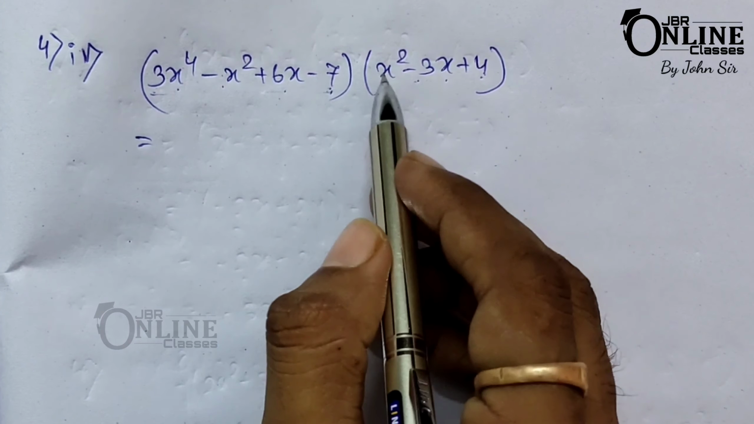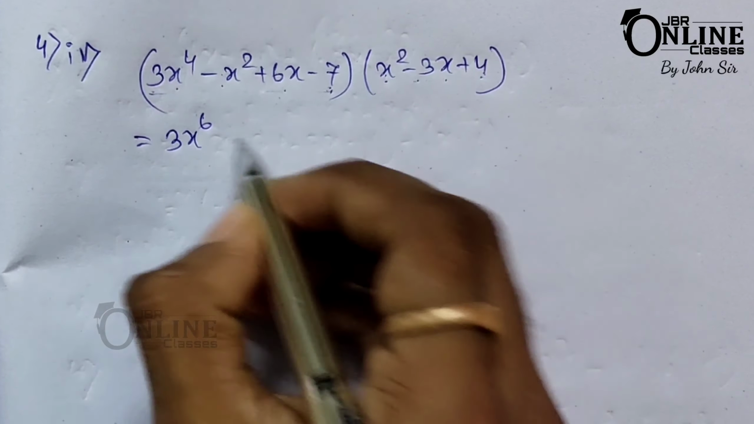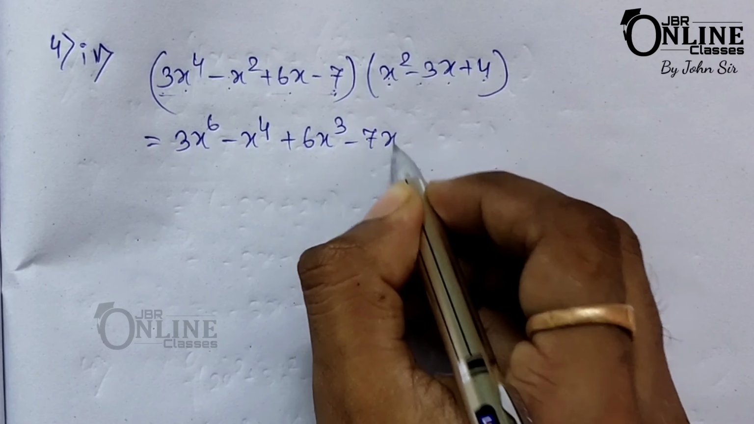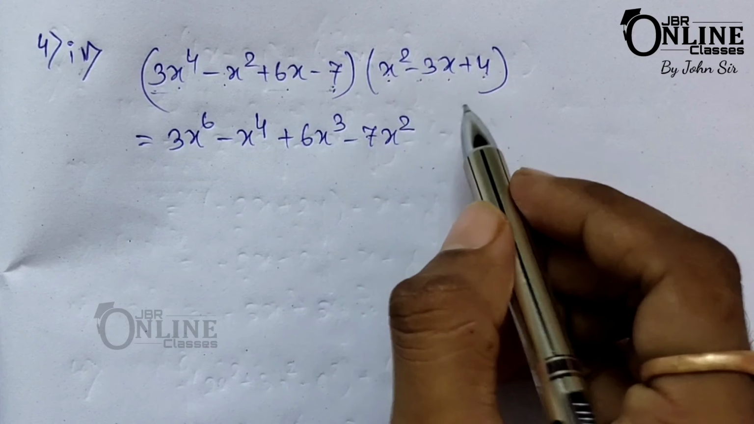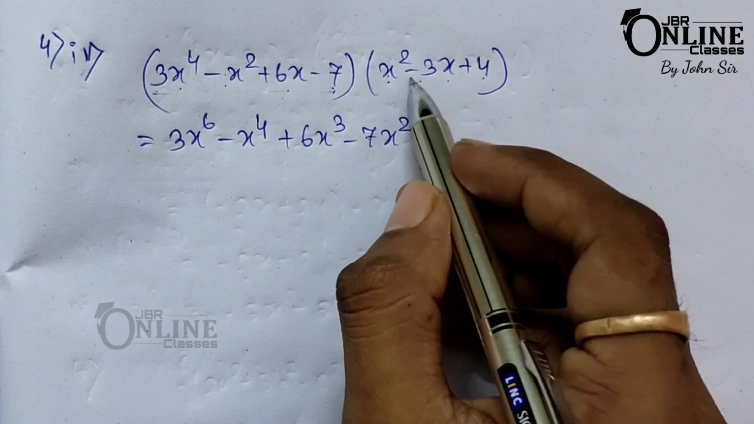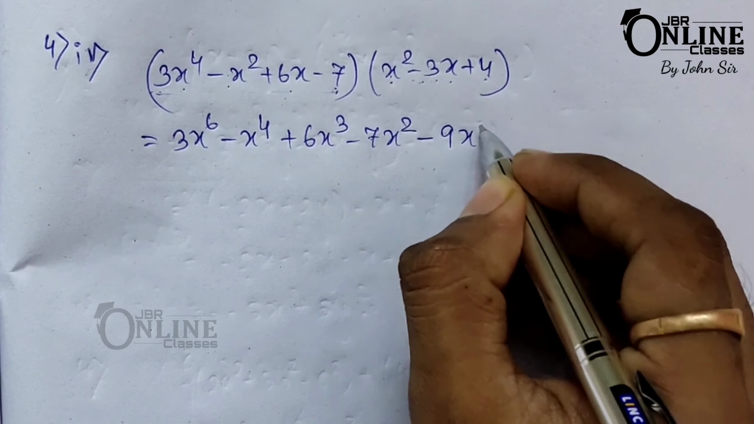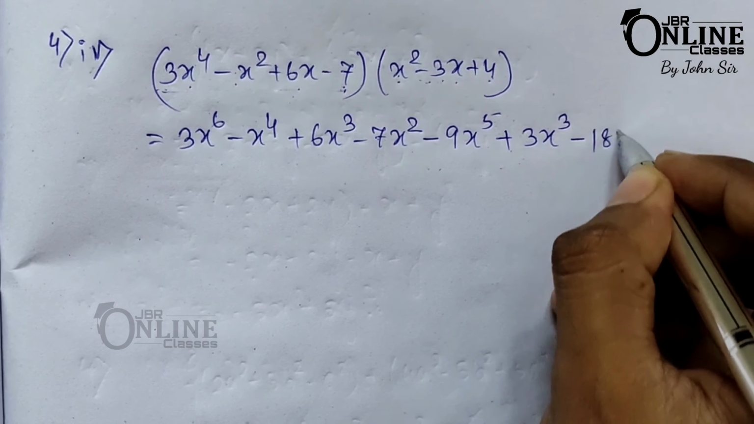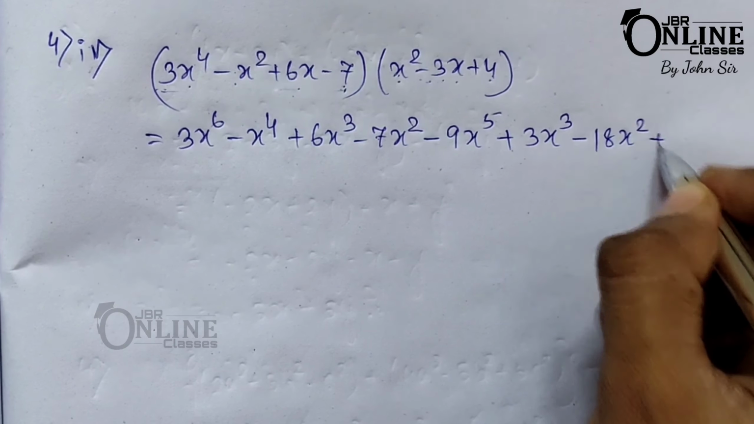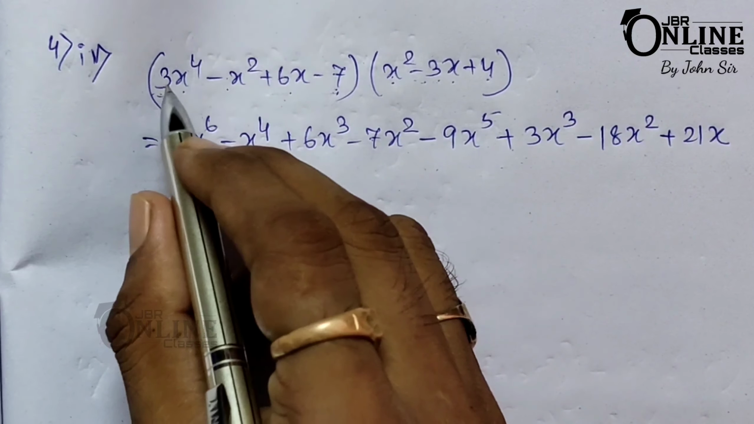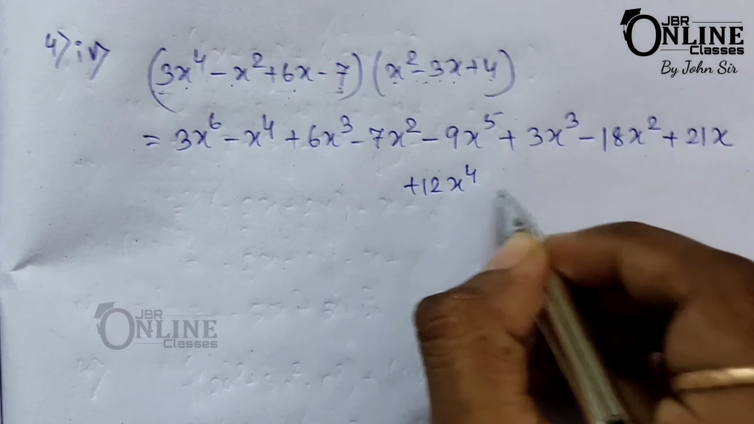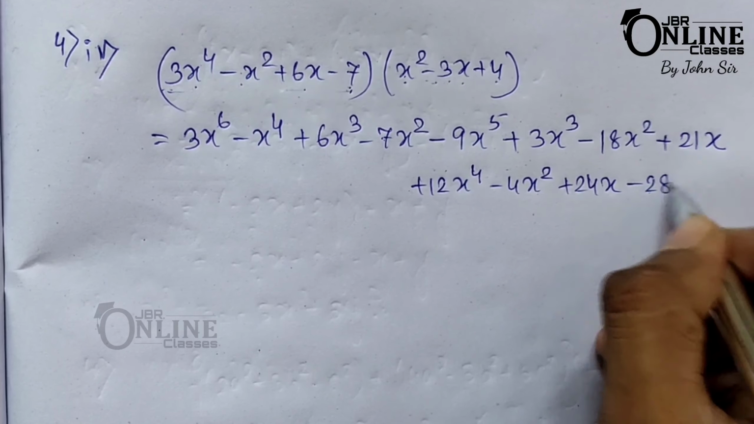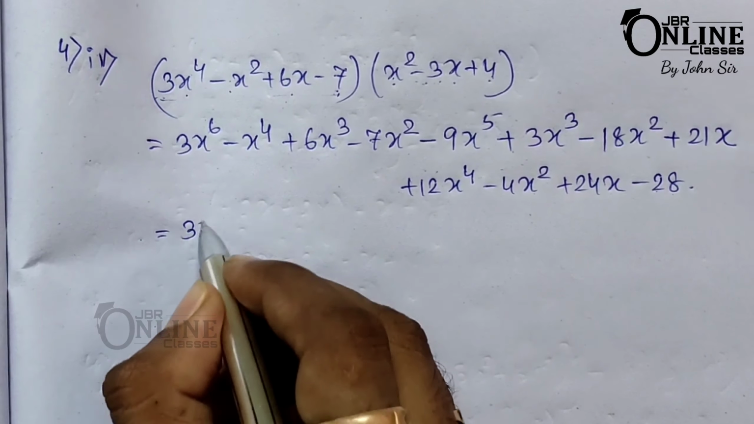So it's a long procedure. So x square times the terms gives 3x to the power 6, next minus x to the power 4, next 6x cube, and next minus 7x square. Okay, I'm doing this sum very fast. Now minus 3x times the terms, so minus 9x to the power 5, then plus 3x cube, then minus 18x square, and then the last one plus 21x. Now the last, 4 times the terms, it's 12x to the power 4 minus x square plus 24x minus 28.